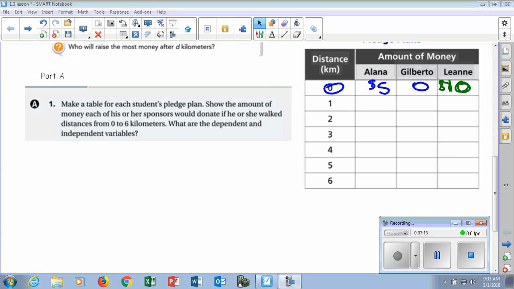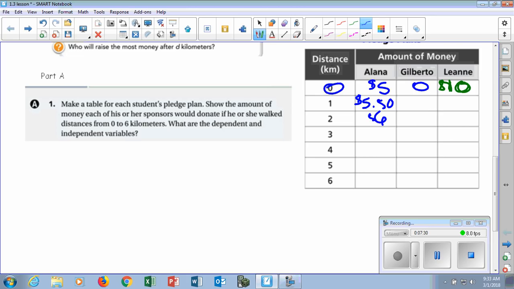Stephanie, can you share with me Elena's portion of the table? Yeah, $5.50. Okay, so for 1 kilometer, $5.50. And what from there? $6. Okay, let's go on. Perfect.